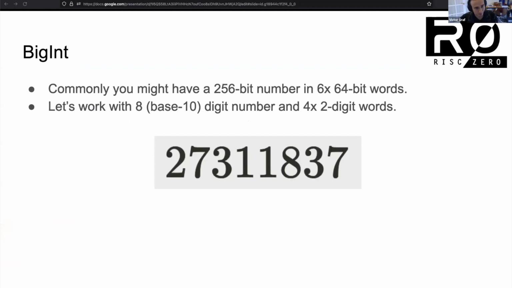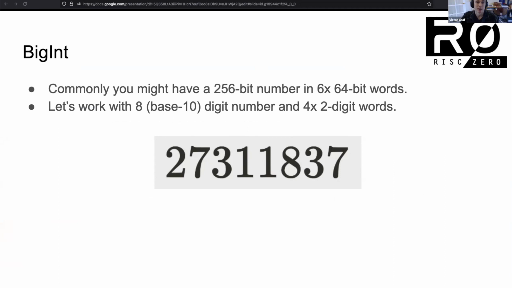So here's a value. It's a number. It's not a huge number, but in the context we're going to talk about here, these are about the size of numbers we're going to have. This is a 1, 2, 3, 4, 5, 6, 7, 8-digit number. And normally computers have fixed-size words: 64 bits, 32 bits, 16 bits, 8 bits.